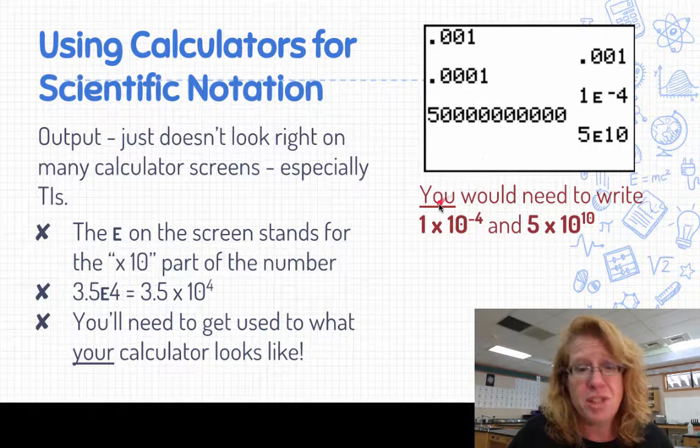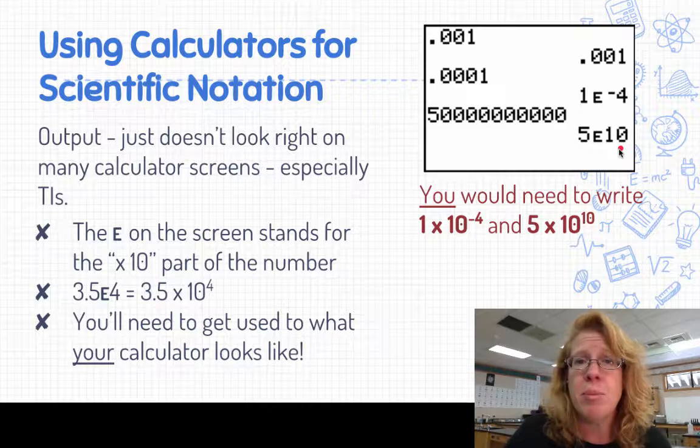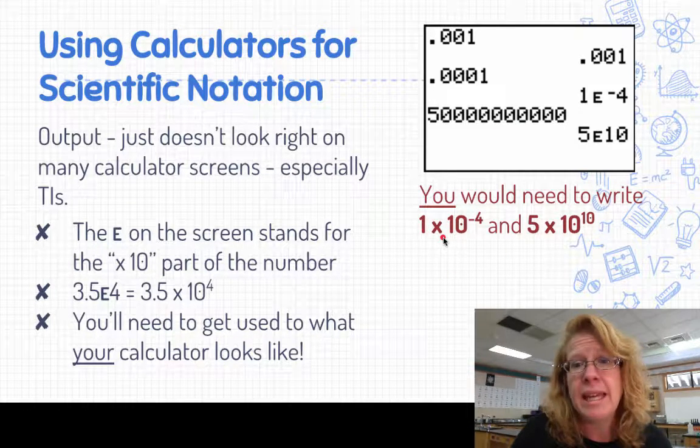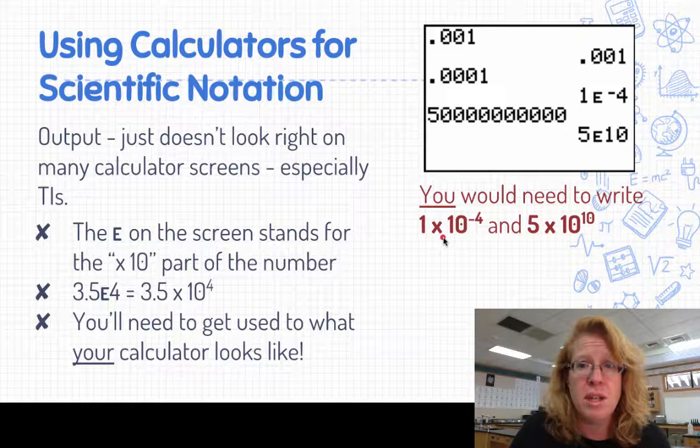Last thing I should say: your calculator is going to show you a funky output like that. You're not allowed to write that on a piece of paper. So on a math test or in a class or a lab, you're not allowed to do that. You have to translate from calculator to actual true scientific notation. So if you wrote 1e minus 4, I'm going to mark it wrong because that's not really scientific notation. That's just a calculator display. So be aware of that.